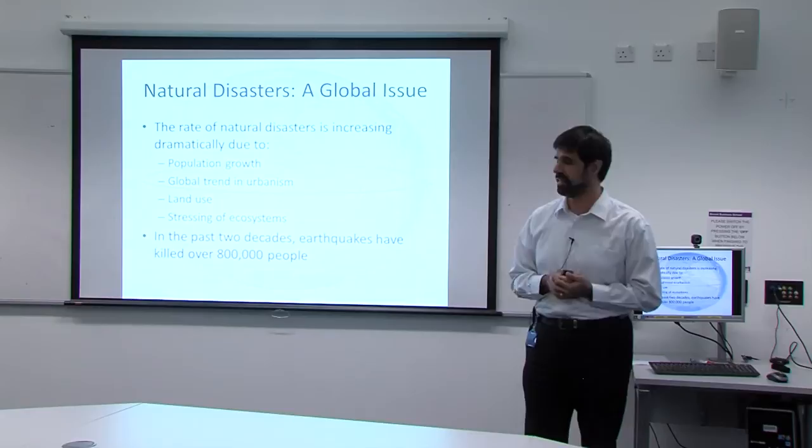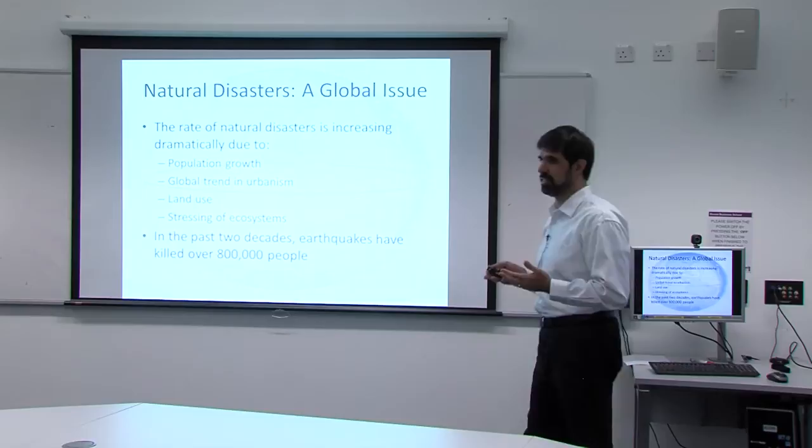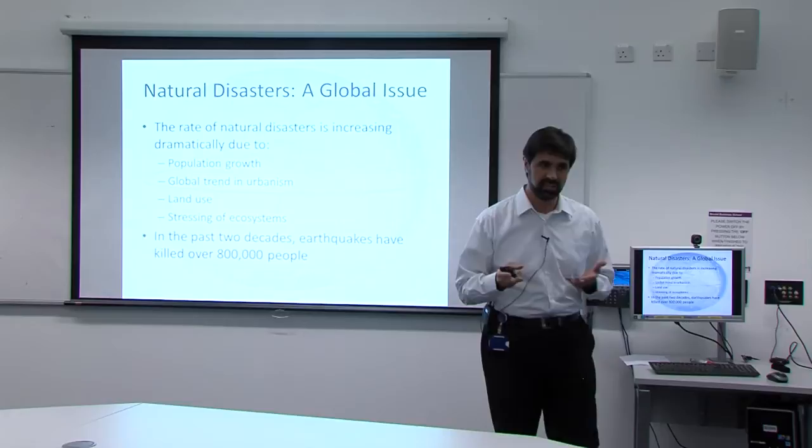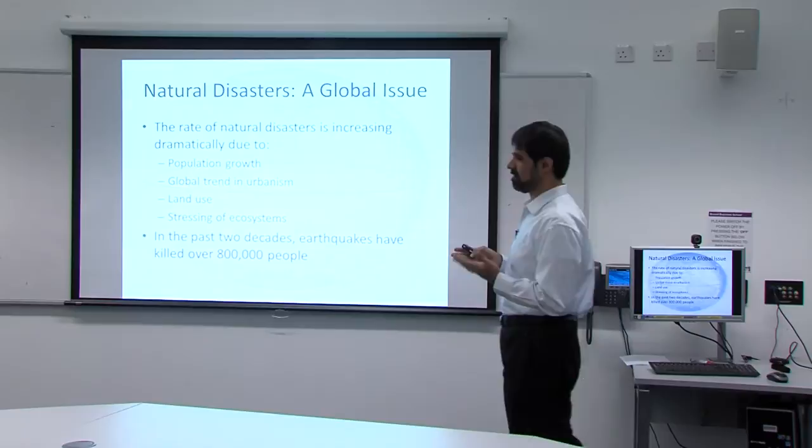The way land is being used, cities are now being built in areas which are not suitable for large populations. In Tehran, 200 years ago, it was just a small village. It's an area which has three faults running through it. It is now home to 10 million people. So the way land is used has introduced some new threats and risks.